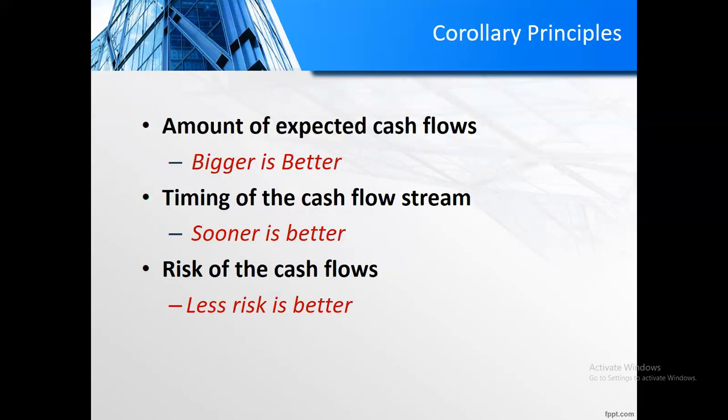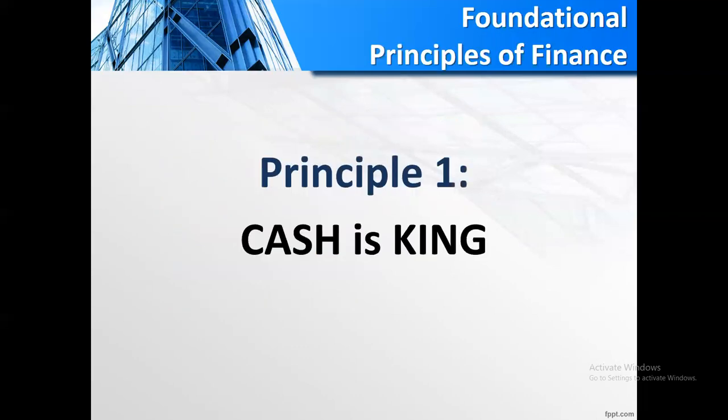Okay, and as far as these corollary principles are concerned, in terms of cash flow, the bigger the expected amount, the better. In terms of timing, the sooner the cash flow is obtained, the better. And also in terms of the nature of the cash flows, the less risk there is to the attainment of the cash flow, the better. Okay, bigger is better, sooner is better, less risk is better. So let's take a look at them one by one.